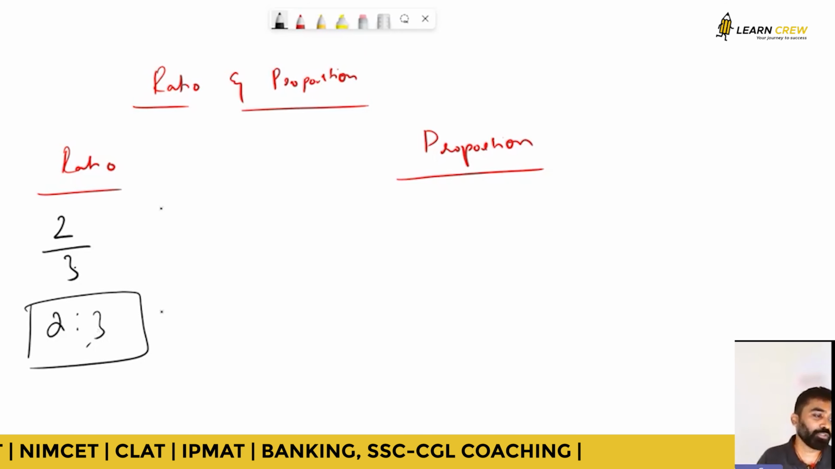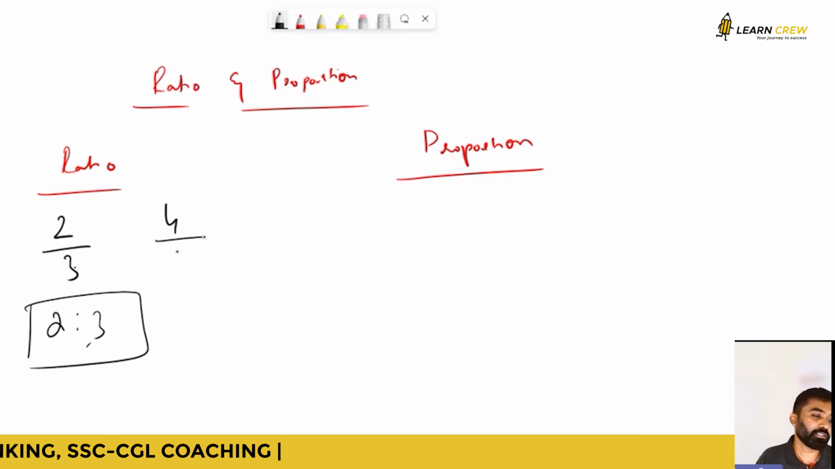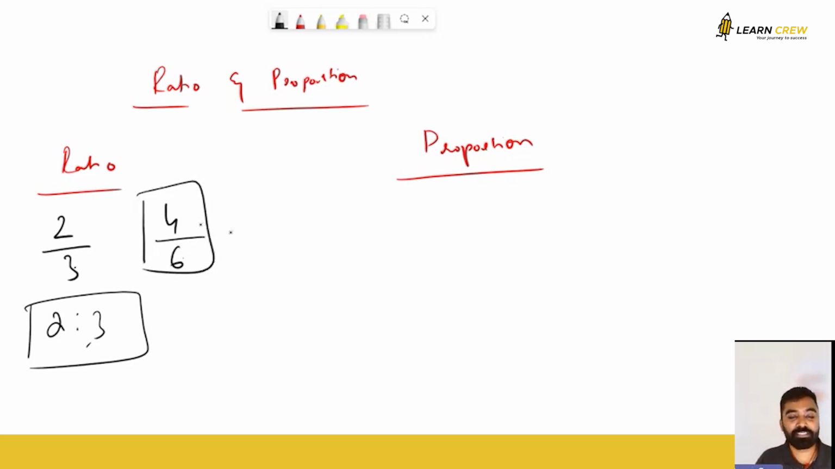Now, if I do the same thing with something like 4 by 6, is this a fraction or not? It's a fraction. Can it be simplified more? It can be simplified to 2 by 3. These kinds of things are called simplified fractions. That's it, done. And what is proportion?